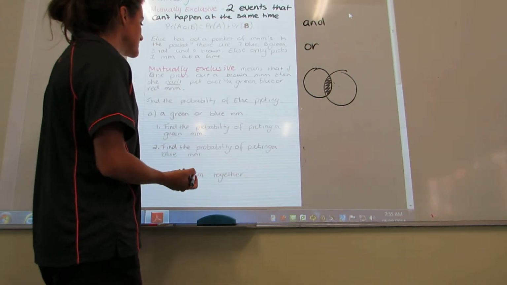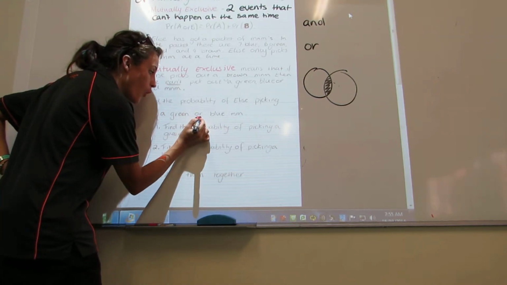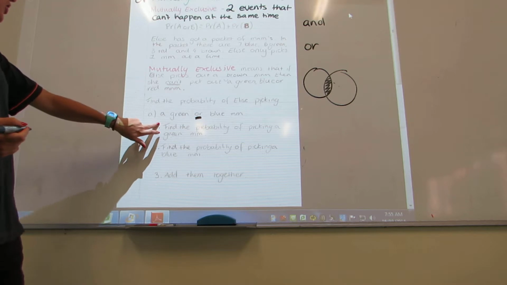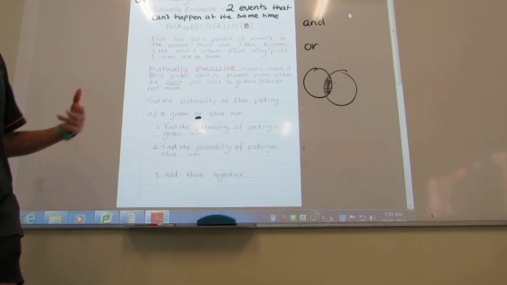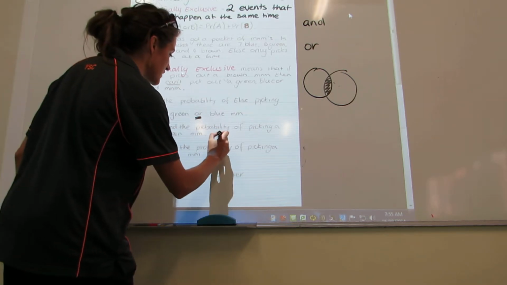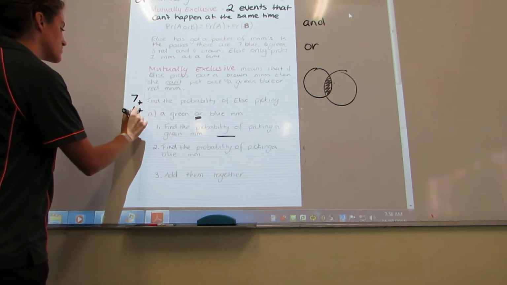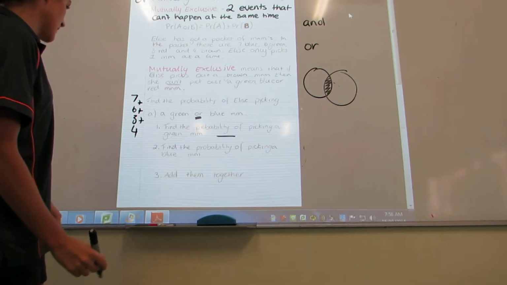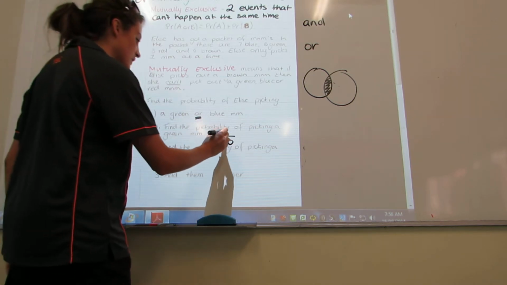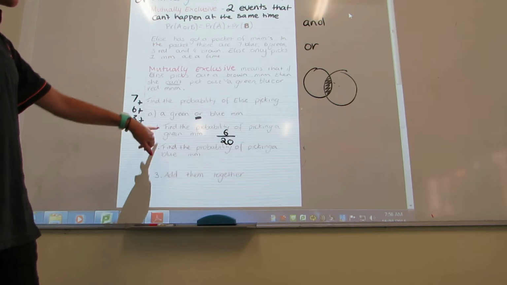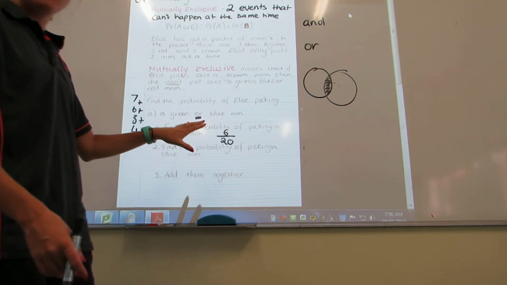So our question is, find the probability of Elise picking a green or blue M&M. Number one, first thing we need to do is find the probability of picking a green M&M. Well, how many M&Ms do we have altogether? That's always our first thing. 7 plus 6 plus 3 plus 4, and that's 20. How many greens do we have? 6. The probability of her picking a green M&M is 6 out of 20. We can simplify it, but let's just leave it at that.